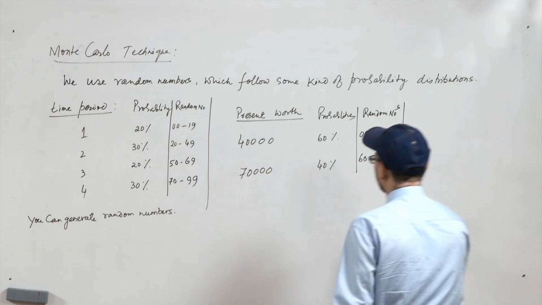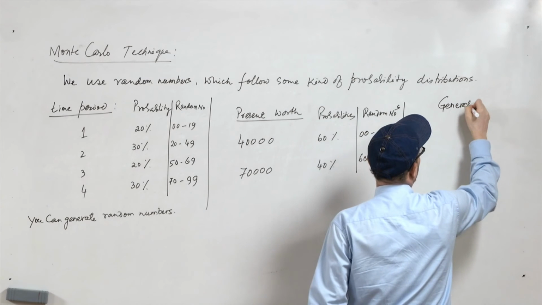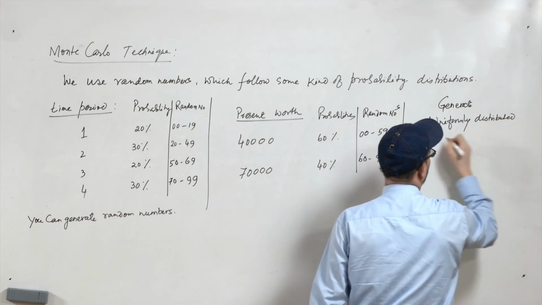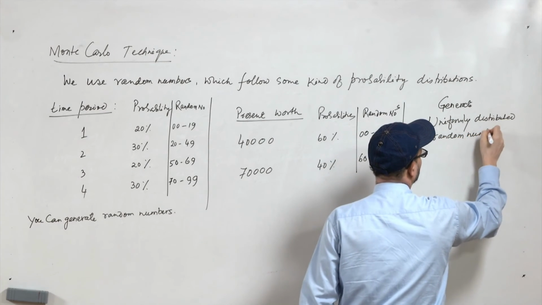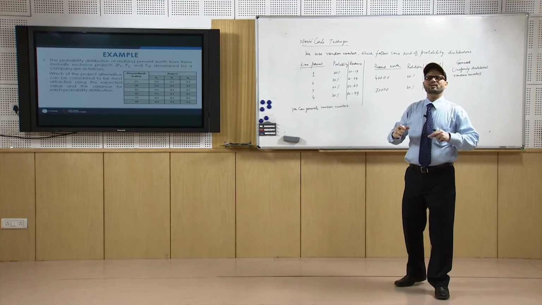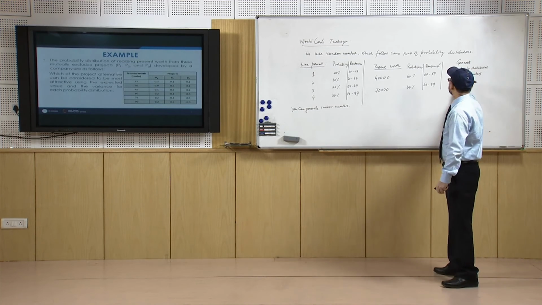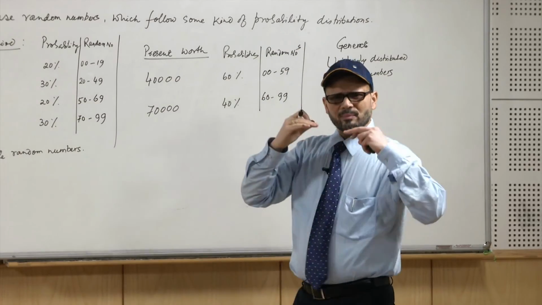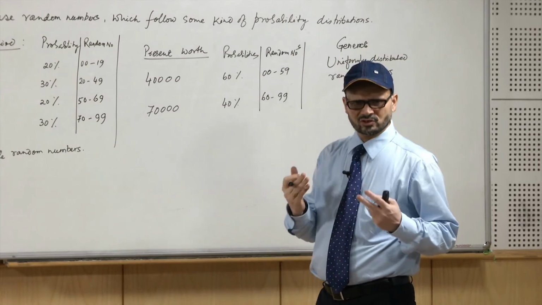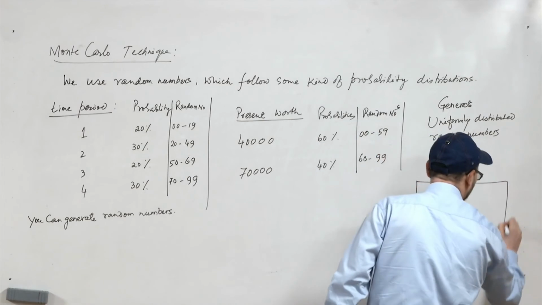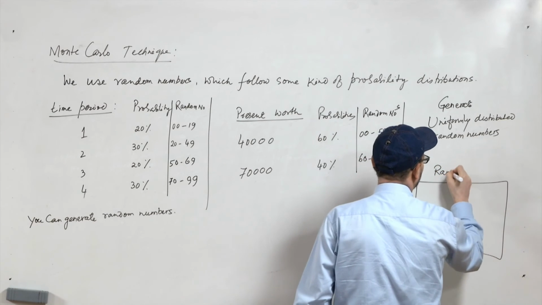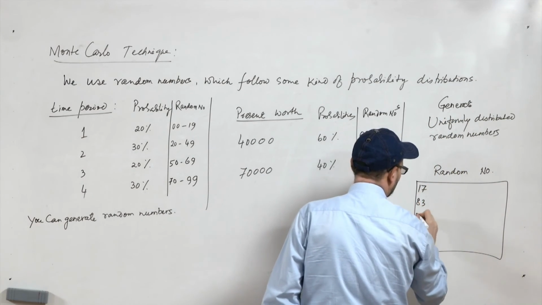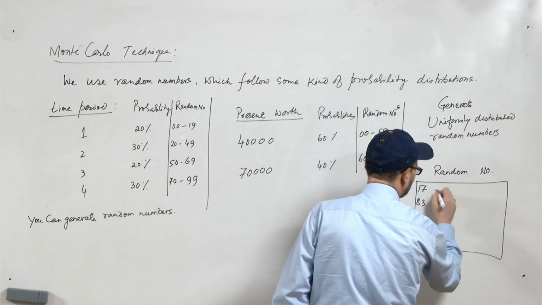Now what you can do is generate uniformly distributed random numbers. There are many random number generators. You can generate them using Microsoft Excel, or following certain rules or certain typical probability distribution functions. Once you generate the random numbers, suppose it comes like this: 17, 83, 42, 9, 5, and it may go on like that.